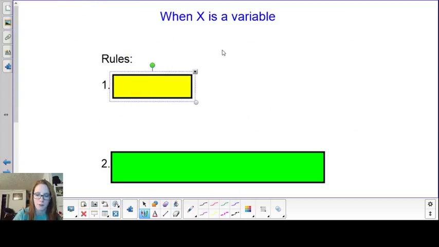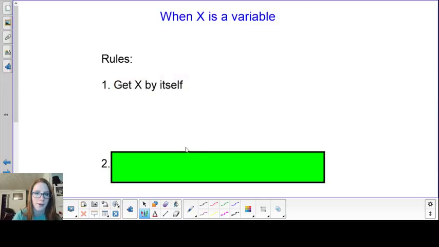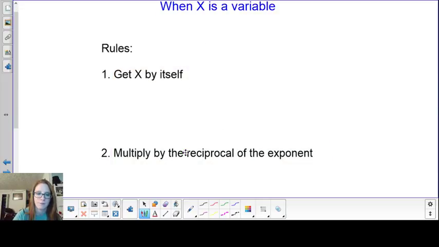So when x is a variable, you want to get x by itself. And you want to multiply by the reciprocal of the exponent, which again is why I'm pretty sure this is out of order, and I don't know how it got out of order. So there's your rules if that's what you're looking for.